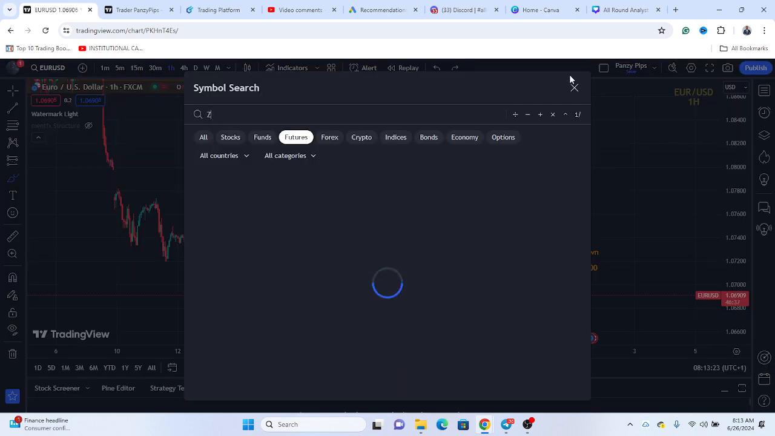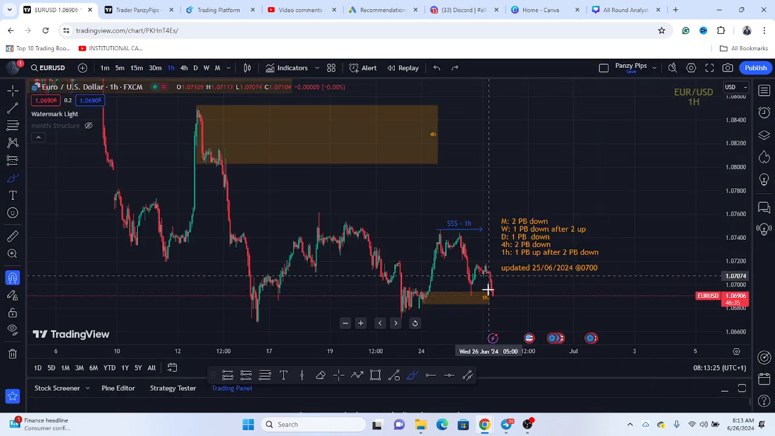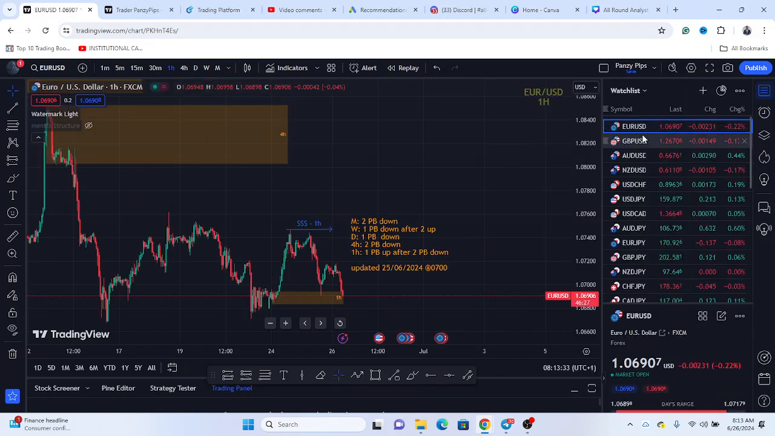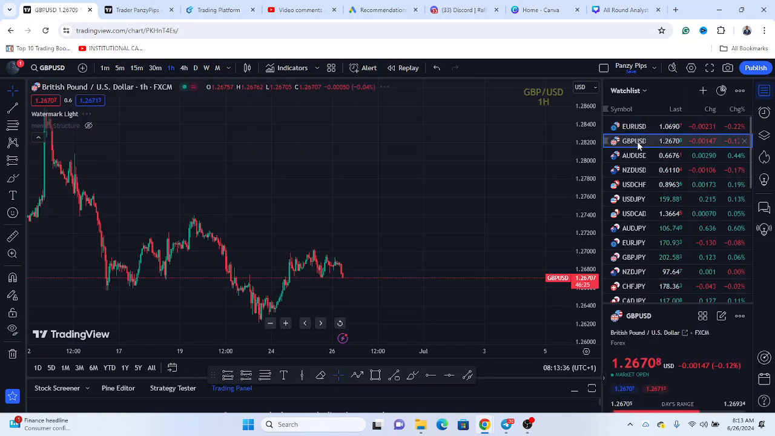Prices in our zone, and we want to see this rejection happen. We want to see the reversal begin to play out. So this is still valid. That's for the euro US dollar. Next pair is the pound US dollar.